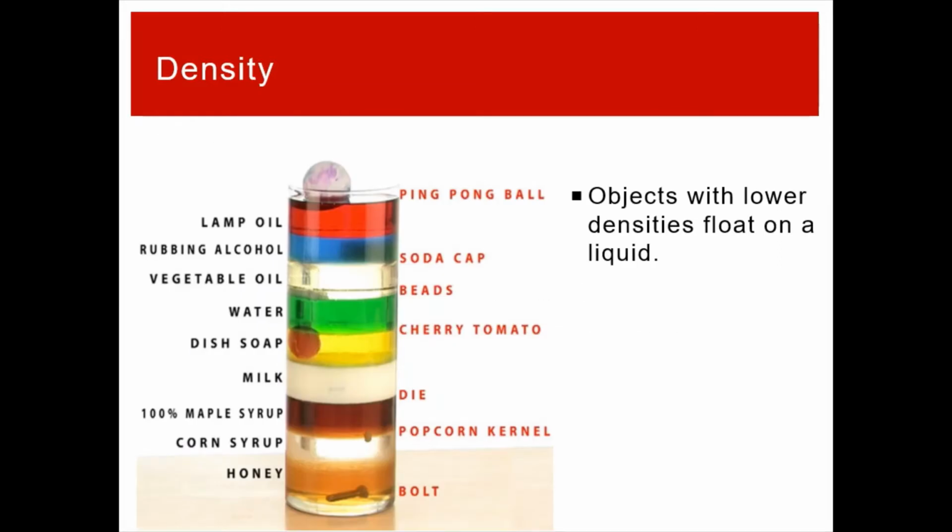Density, in terms of how we experience it, determines whether or not things float on each other. So objects with a lower density float on top of things that have a higher density. We're used to things like solids or objects floating on top of liquids. It also does correspond to liquids. So more dense liquids, like for example honey, will rest below less dense liquids, like corn syrup.